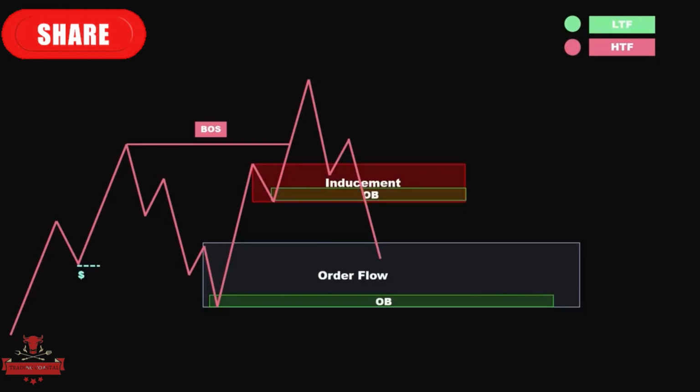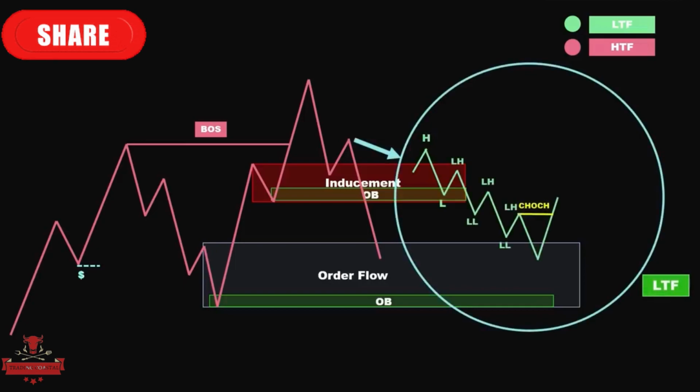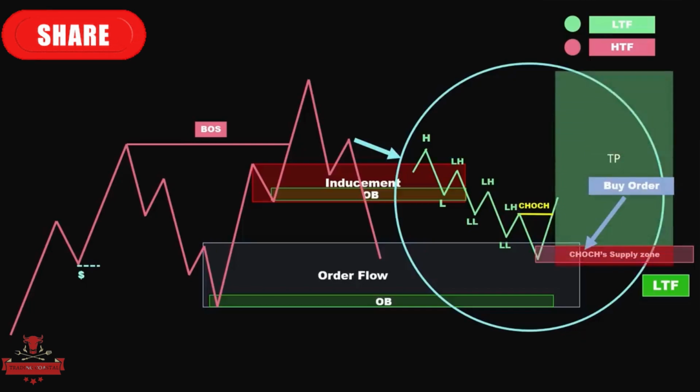Now our approach is to wait for the price to reach the extreme order flow on the higher time frame. Once it reaches that area, we can zoom into a lower time frame and look for a major change of character in the price action. After identifying a valid change of character, the next step is to highlight the order block generated by the Chalk's wave on the lower time frame. At this stage, we can place a buy order at the highest point within the order block zone. To manage risk, our stop loss should be set a few pips below the lowest point of the zone.